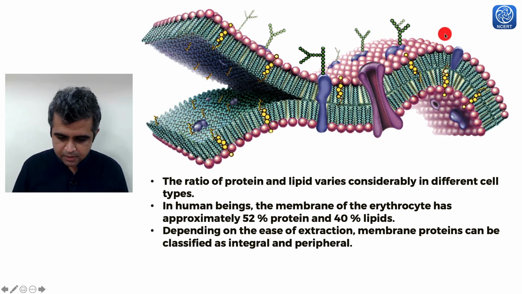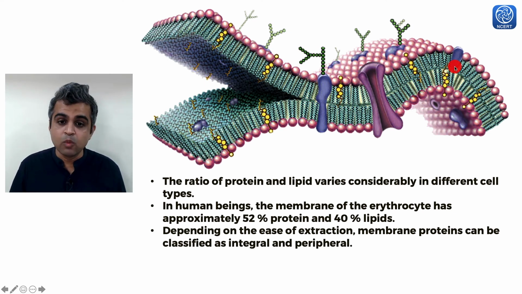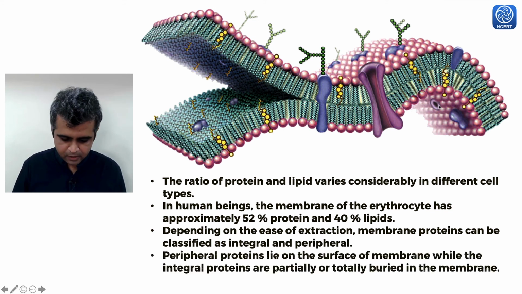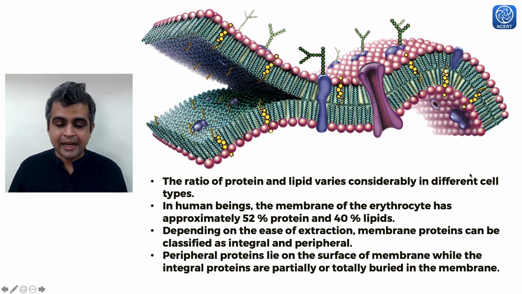But if you see some other molecules here, some other proteins here, they are just embedded and may be easily removed. So these ones here which can be easily removed are going to be called peripheral. So peripheral proteins lie on the surface of the membrane, while the integral proteins are partially or totally buried in the membrane. So depending on ease of extraction, you can have either integral proteins or peripheral proteins.